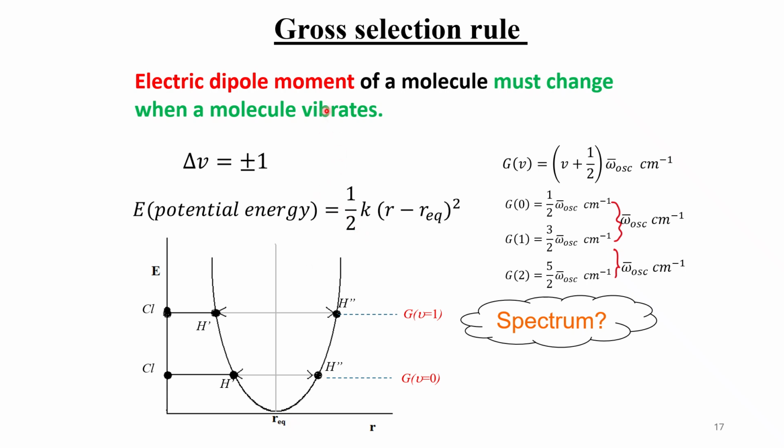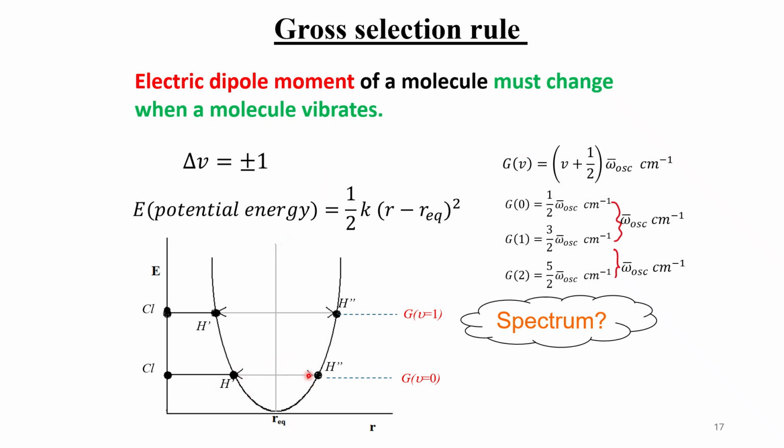The gross selection rule for vibrational motion in a molecule dictates that the electric dipole moment of the molecule must change when the molecule is vibrating. In addition to that, the change of the vibrational quantum level is limited to either an increase by 1 or a decrease by 1. This applies to the simple harmonic oscillator model.